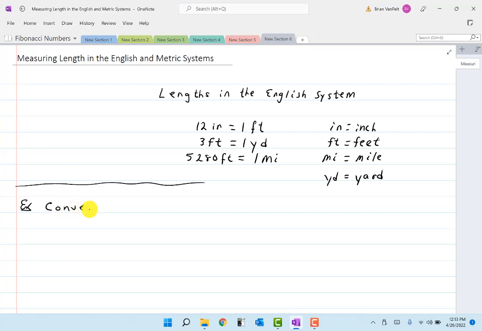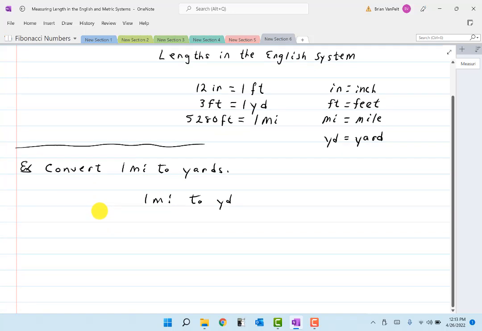I want to convert 1 mile to yards. So you're given 1 mile and you want to eventually get to YD. So let's take a look at our computations and see if there's anything that directly connects mile and YD. If I look over here, 1 mile is in regards to feet, but it's not given in terms of yard, although we have a connection between yards and feet.